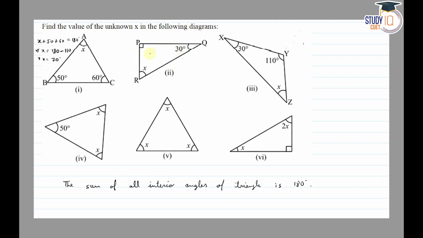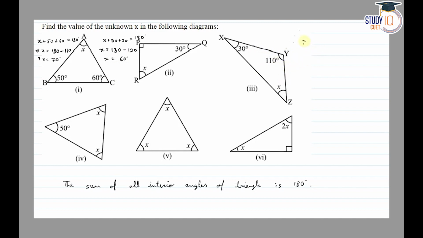degree. In second, yahan hamare paas 90 given hai. So x plus 90 plus 30 is equal to 180. So x is equal to 180 minus 90 plus 30 ho jayega hamare paas 120. So x is equal to 60 degree.